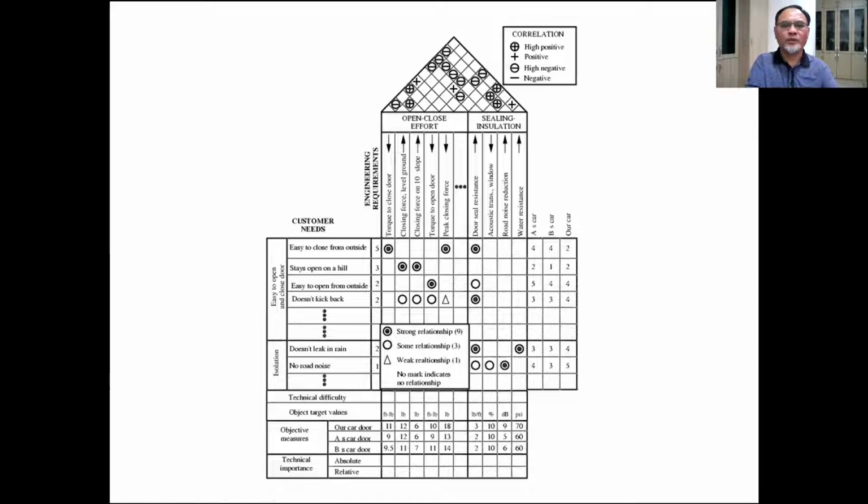Okay, so this is the house of quality, which at the end of the process we are going to develop. It consists of, you look here, customer needs. These are the customer needs that can be obtained through questionnaires or small group discussions, from customers. So this is the door closing feature: easy to open and close the door. In terms of isolation, it doesn't leak in the rain, no road noise, and so on. So these are the customer needs.